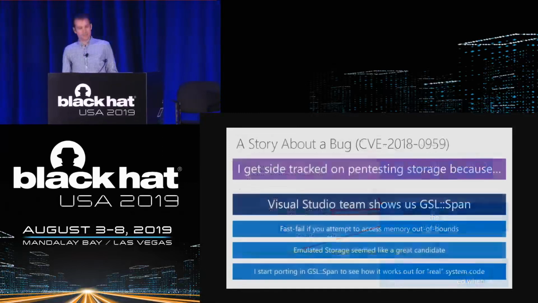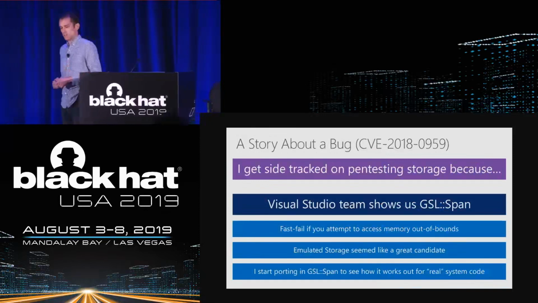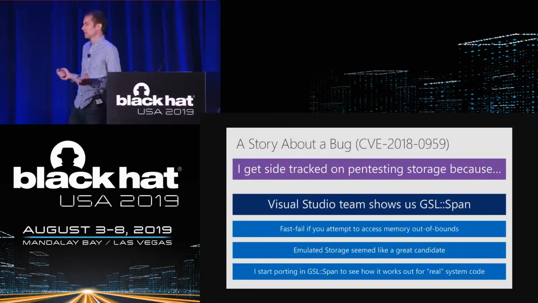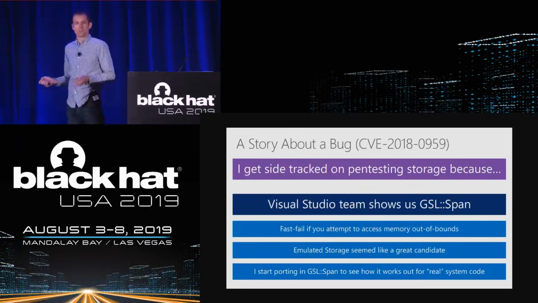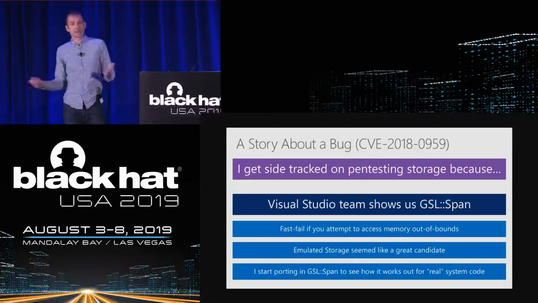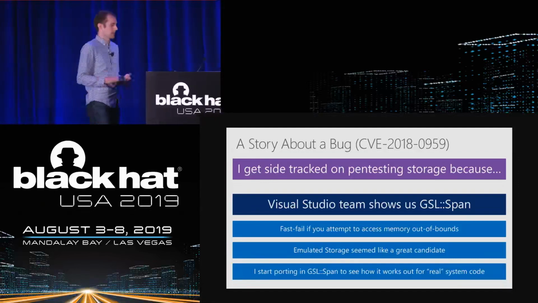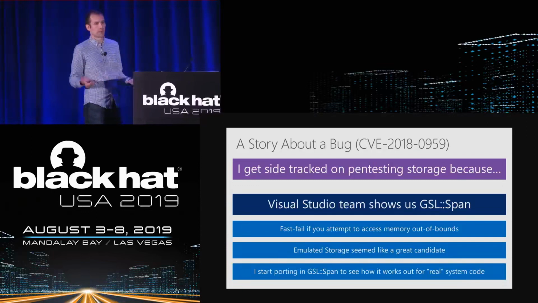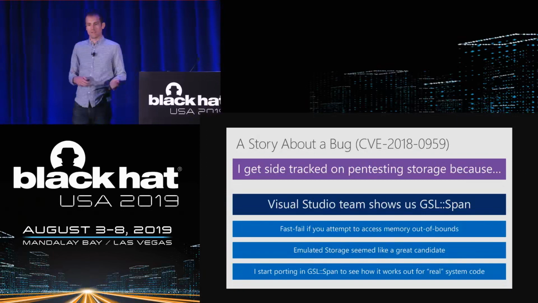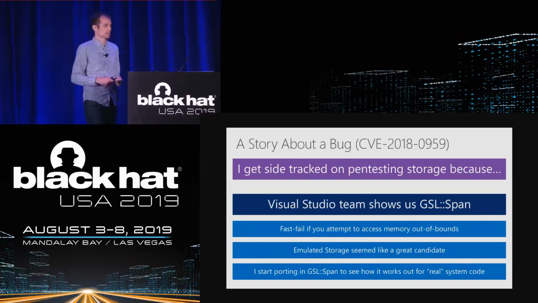Now, unfortunately for me, I did not end up finding a way to trigger a bug here because I got sidetracked. We had a meeting with the Visual Studio team at Microsoft, and they were talking to us about this class that they were helping create for C++ called the span. And really all that a span does is it wraps an array. So it has a pointer, it has a size, and whenever you do array accesses, it does bounds checking for you and fast fails if you're doing an out of bounds access.